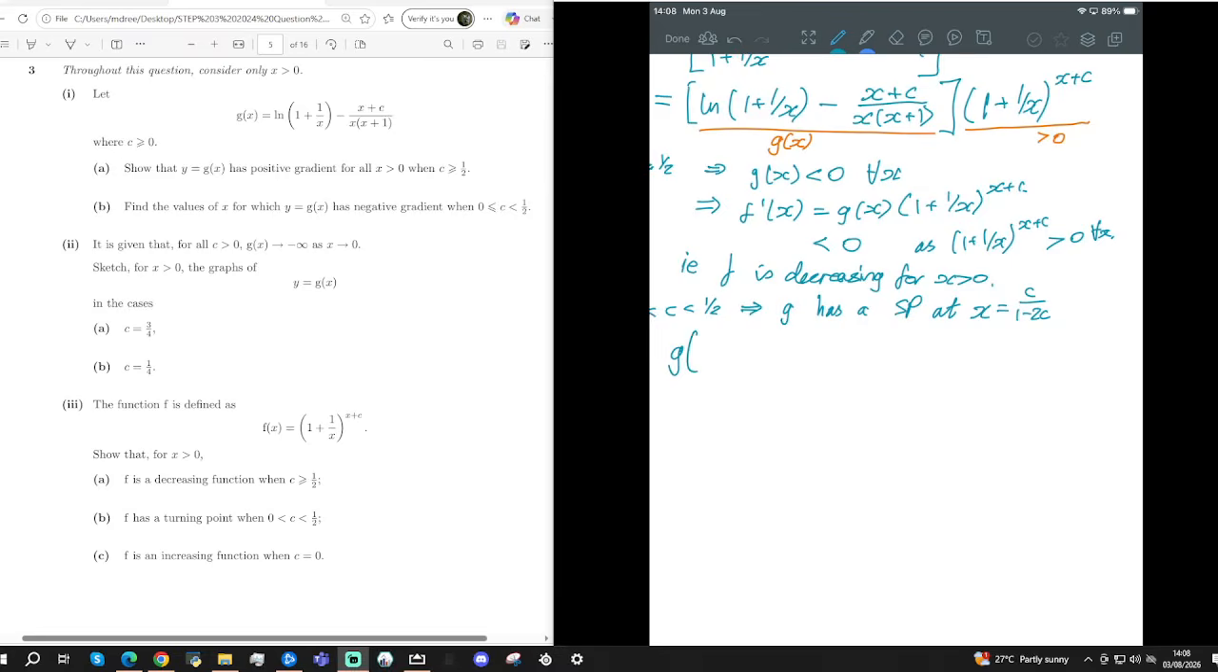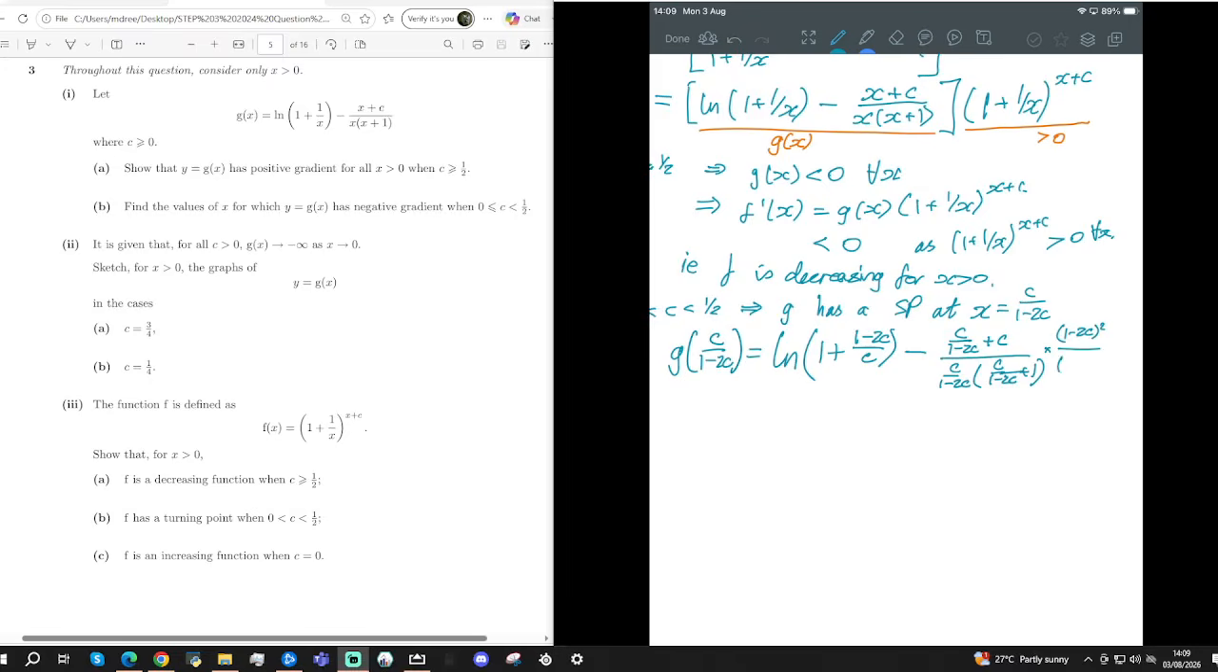So let's try and do g of this thing, which is going to be ln of 1 plus 1 over it, 1 minus 2c over c, minus, and this is the term which I really didn't like the look of, c over 1 minus 2c plus 1. So that term, I think I want to times top and bottom. Now really I need to times by 1 minus 2c squared, because there's 2 sets of it in the denominator.